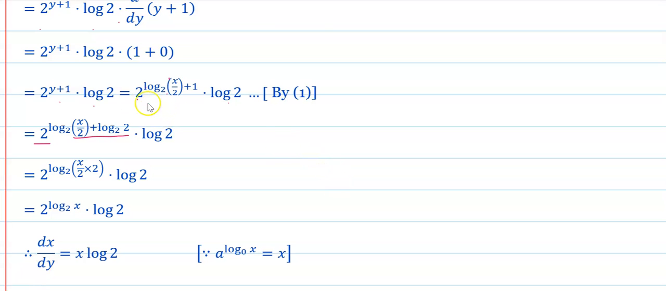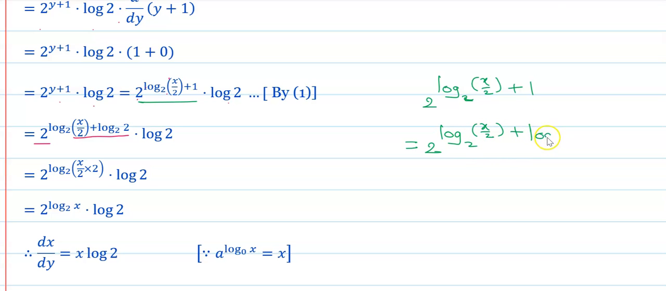I will simplify from here. Now see, here 2 raised to log of x upon 2 to the base 2, and plus 1. Again 2 raised to log of x upon 2 to the base 2, and this 1 can be written as log of 2 to the base 2, because here the base is 2, that's why we are taking the base 2.